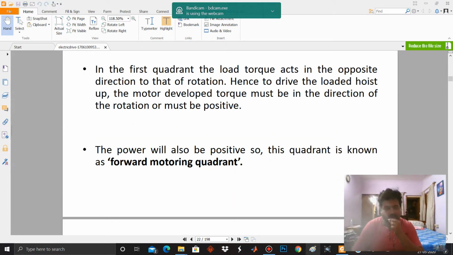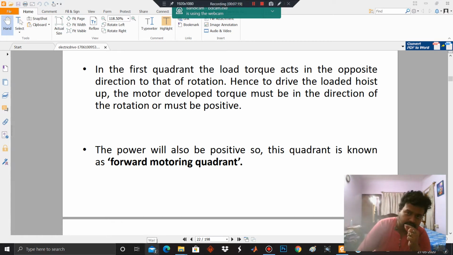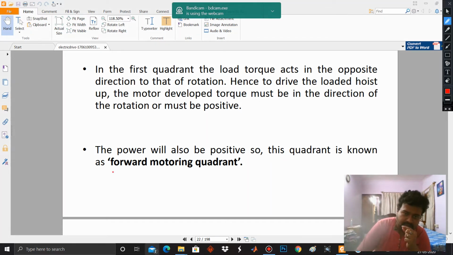So the power will also be positive. So this quadrant is known as the forward motoring quadrant. These quadrant names you have to remember. It is known as the forward motoring quadrant because you see the power will be positive.